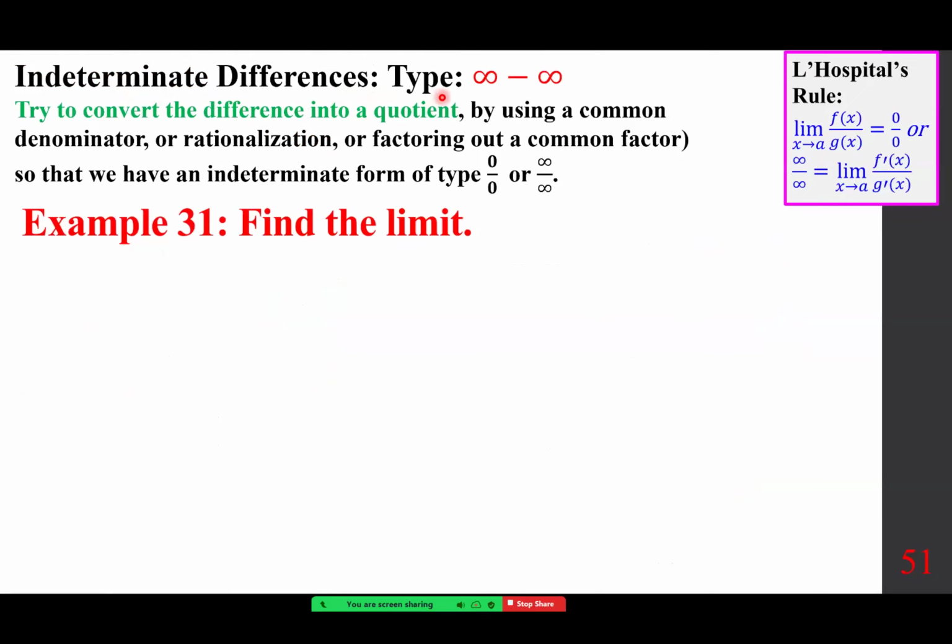Indeterminate differences of type infinity minus infinity. Try to convert the difference into a quotient by using a common denominator or rationalization or factoring out a common factor so that we have an indeterminate form of type 0 over 0 or infinity over infinity. In other words, the only way we can use L'Hopital's rule is if it's 0 over 0 or infinity over infinity. So, for example, the limit of cosecant x minus cotangent x as x approaches 0 from the right. If you plug it in, by the way, cosecant is 1 over sine.